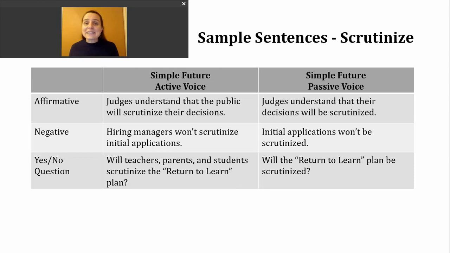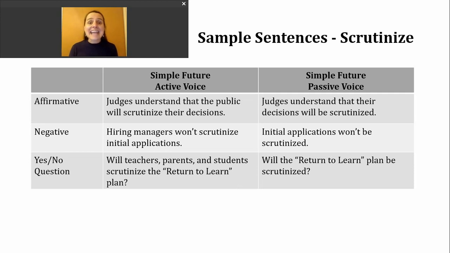So what you might hear instead is the passive voice. And to make passive voice in the simple future, we're going to use will, be, and then the participle form of the verb. Here's that same example, but in passive voice. Judges understand that their decisions will be scrutinized.